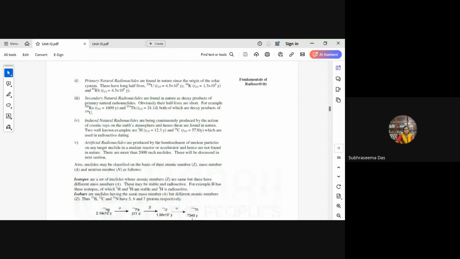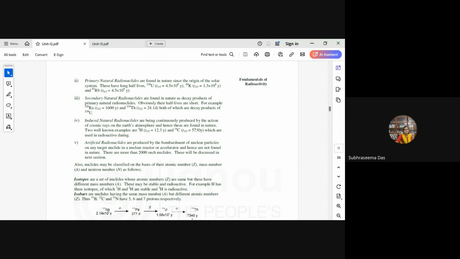Then the fourth category is the induced natural radionuclides. They are continuously produced by the action of cosmic rays on the atmosphere of the earth, and hence you can mostly find them in nature. Two very commonly known induced natural radionuclides are H3, that is tritium, whose T half is 12.3 years, and carbon 14, whose T half is 5730 years. Both these nuclides are used for radioactive dating.